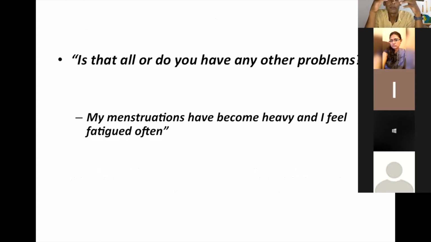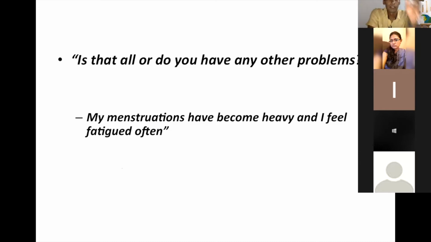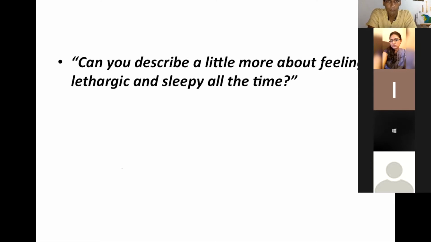Now, the patient who said the above thing, that they feel lethargic and sleepy and lost their appetite, when you ask the next question about any other problems, they might say they have menstrual problems as well, and they feel fatigued often, right? And then only we go to the next step, that is asking them to describe a little more about each symptom, right? Now, what we try to do here is to get an idea about the patient's experience, clinical experience.